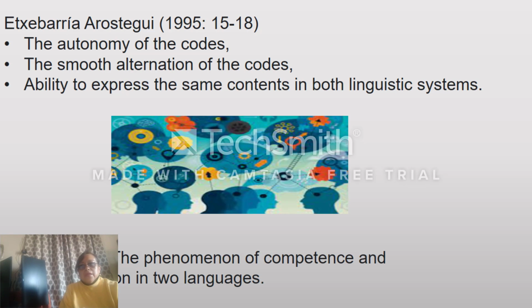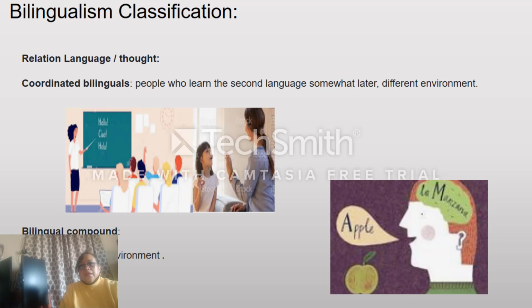So now we have types of bilingualism. The first one is according to the relationship between language and thought. We have coordinated bilinguals, people who learn the second language in two different contexts, for example, in school and at home. We have compound bilinguals, people raised from childhood in a bilingual domestic environment. They have one notion of knowledge with two verbal expressions.